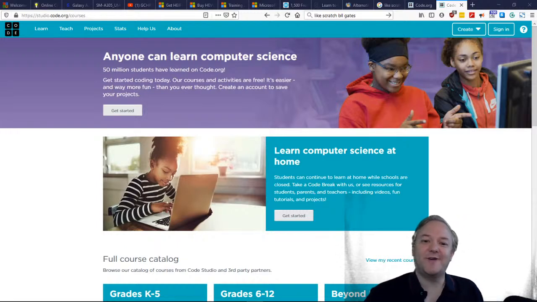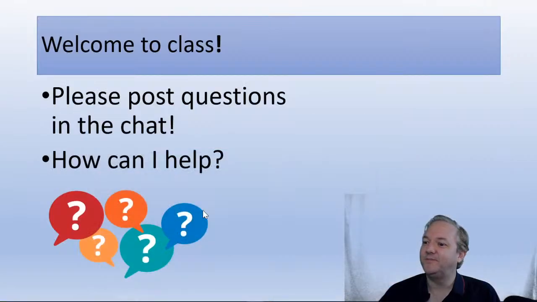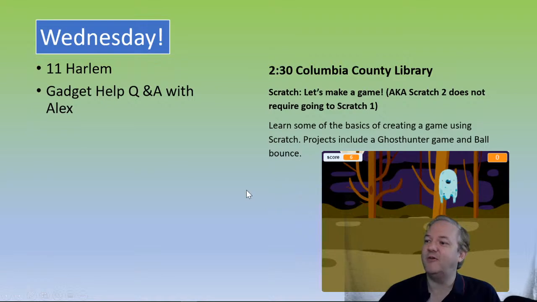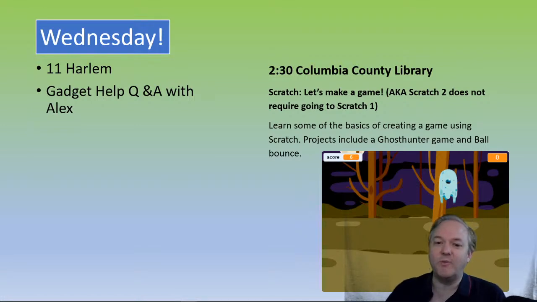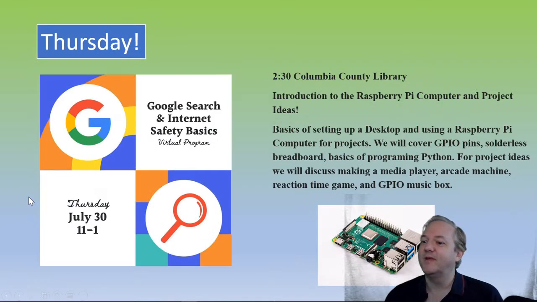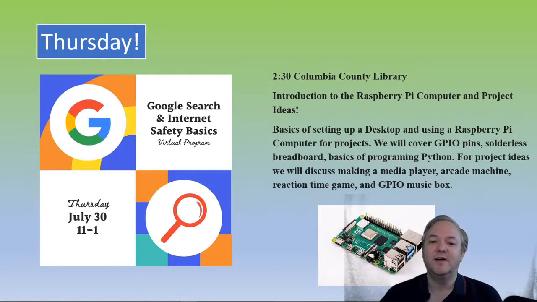And we're also going to be doing our Scratch game class this afternoon. And I'll go over some of the stuff we have coming up. Like I said, on Thursday I'll be posting what we have coming out next month. Some of that's already being posted to the main library. And tomorrow at 11 o'clock, we're going to be doing Google Search and Internet Safety Basics. Part of that now is going to include learning about scams, researching scams, and also researching fake news. We'll also talk about keeping yourself safe from viruses and stuff like that.